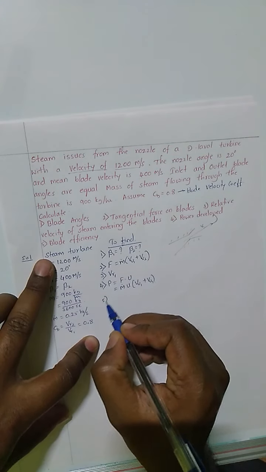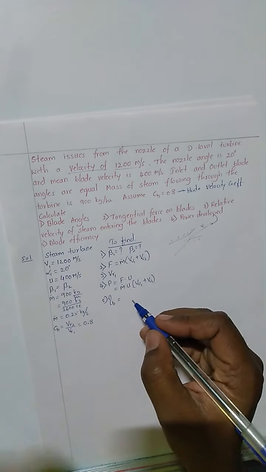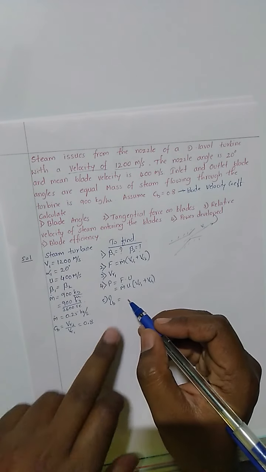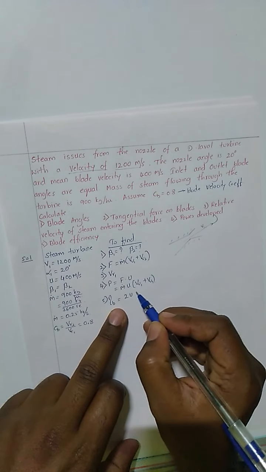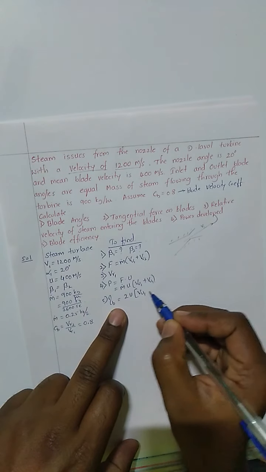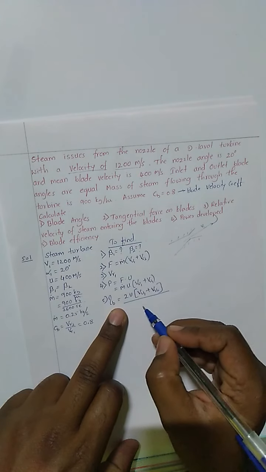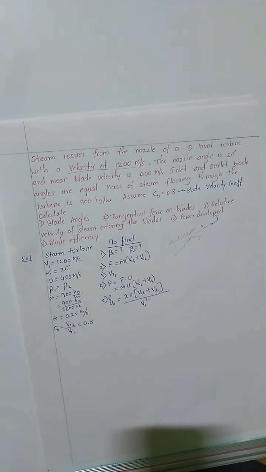Next, fifth one is blade efficiency. What is blade efficiency? Blade efficiency is work done per second divided by kinetic energy of the steam. When you simplify, you will get it as 2 U (vu1 plus vu2) divided by V1 square. Okay, this is the second step.